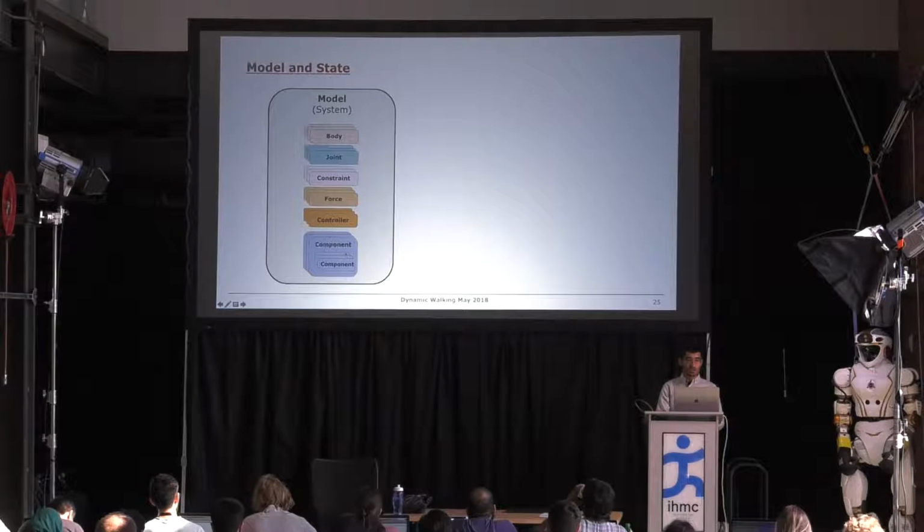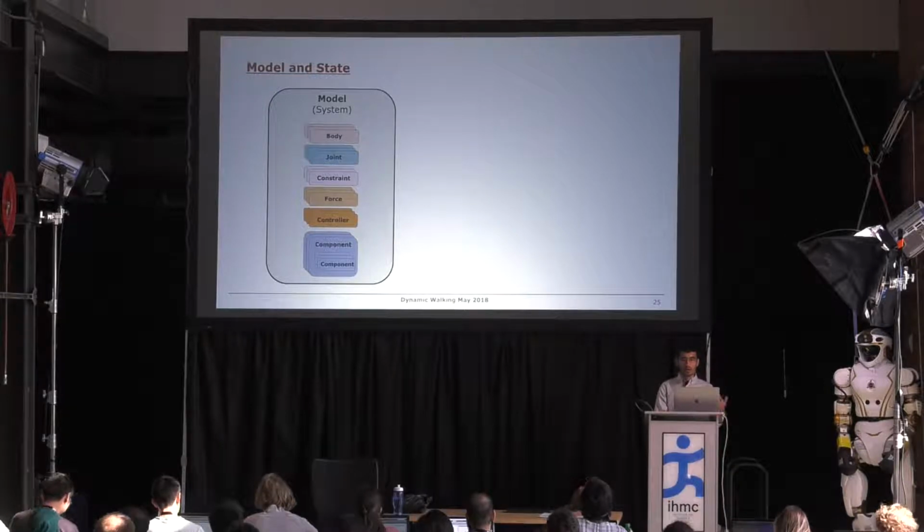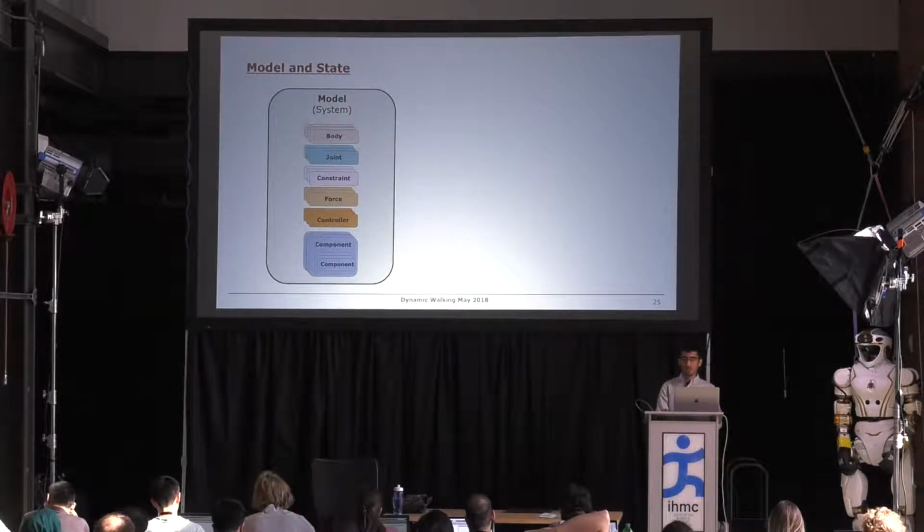And you can also define your own custom components. So you can add your own custom joints, like the ellipsoid joint. You can add custom constraints, custom forces. For every component, you can have a custom version. You can add a metabolics model, for example.